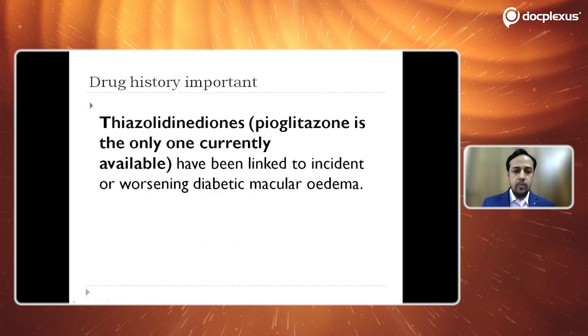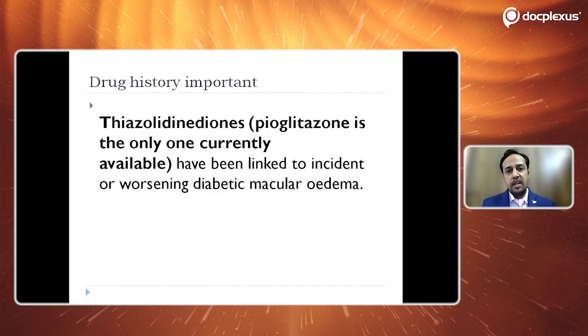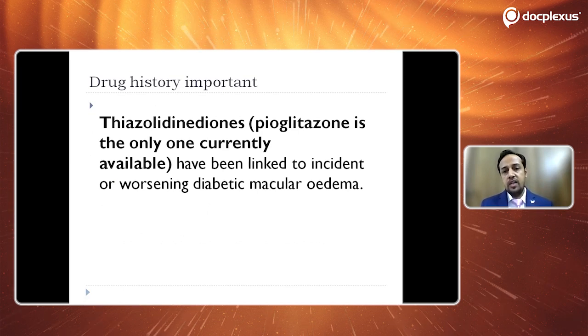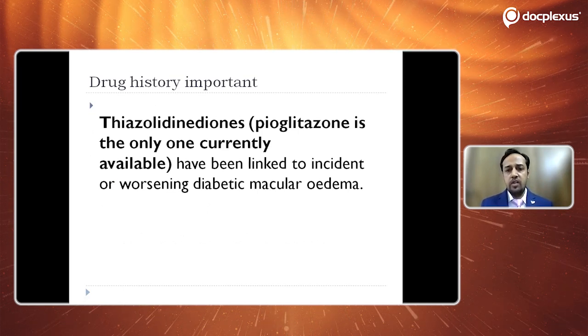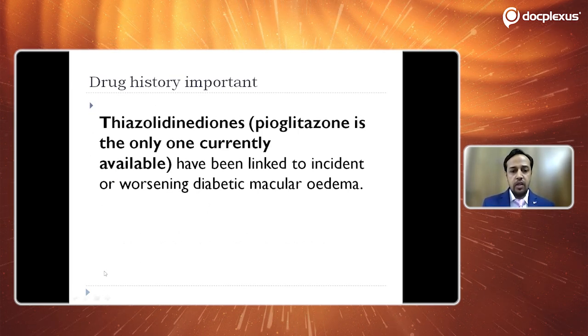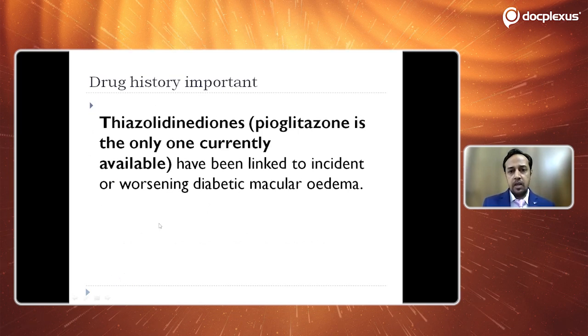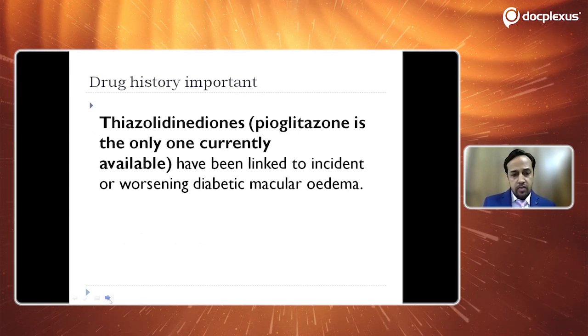So let me go back to the slide. Now, drug history is important. Certain anti-diabetic medications, especially the glitazones, pioglitazone and rosiglitazone, have been linked to the worsening of diabetic macular edema. So we should also keep in mind, if the patient has diabetic macular edema and is on any of these drugs, we need to stop the drug.